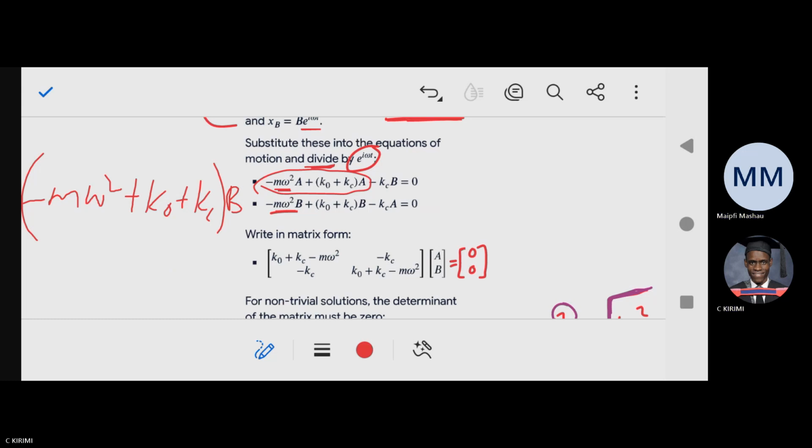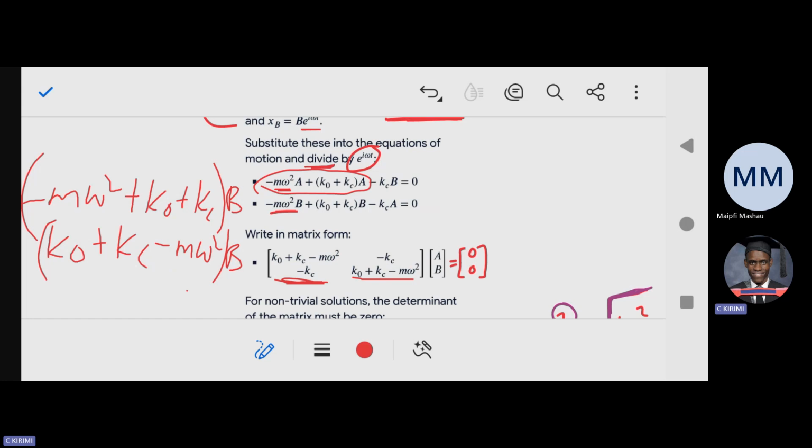When you rearrange that equation, the first one will be multiplied by A. When you rearrange like what we did there, you start with K naught, which means it's K naught plus KC minus M omega squared, and it's multiplied by B. So the term that is multiplied by B comes at the second position. In the first position, you put the term that is being multiplied by what? By A. That's how you rearrange a matrix.